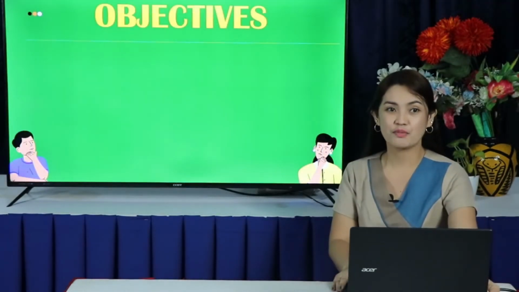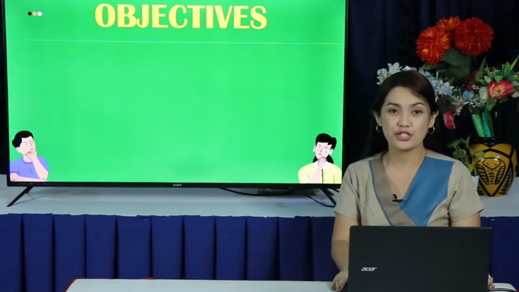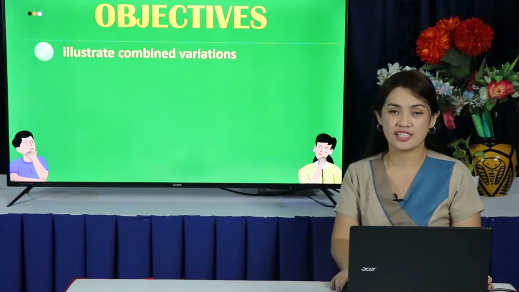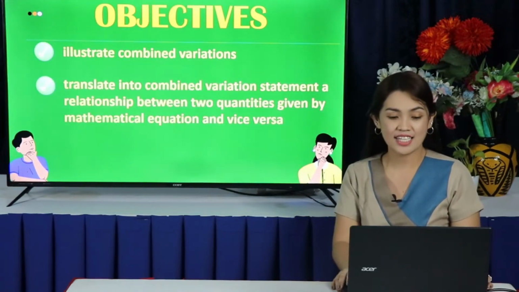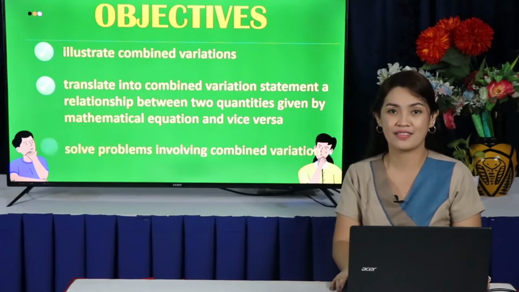Here are our learning objectives for today. At the end of this lesson, you should be able to illustrate combined variations, translate into combined variation statement a relationship between two quantities given by mathematical equation and vice versa, and solve problems involving combined variation.